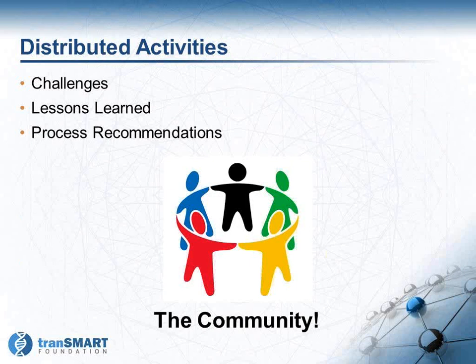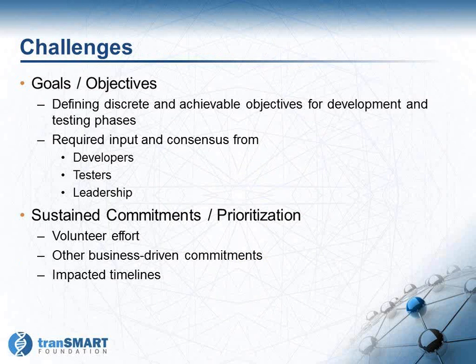So in looking at the many challenges around the version 1.2 release and the associated activities, they can be categorized in a number of different ways. If you look at goals and objectives, certainly one of the challenges that, from my perspective, we as a community have had is to define discrete and achievable objectives for development and testing phases. So this was very much a phased set of activities. And this required input and consensus from developers who have contributed and integrated a lot of the enhancements that are now part of 1.2. It required input and consensus from testers, and then also from leadership, not only from within the foundation, but more importantly, from the organizations where developers, testers, and others actually work day-to-day and have contributed to the 1.2 release.